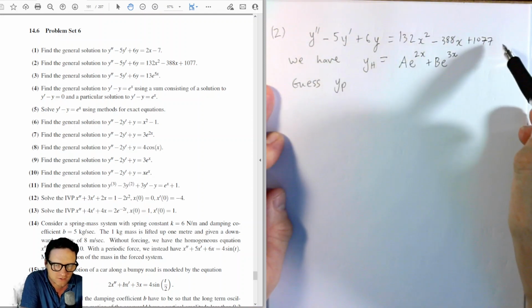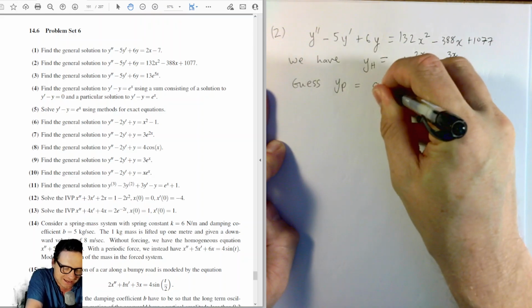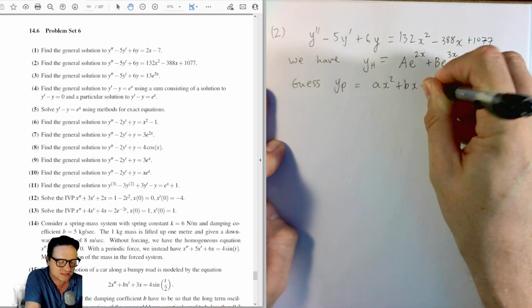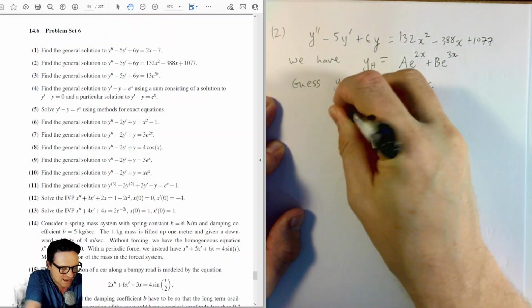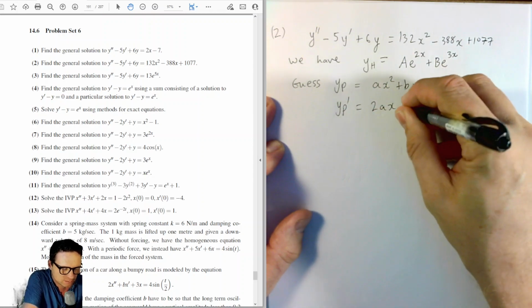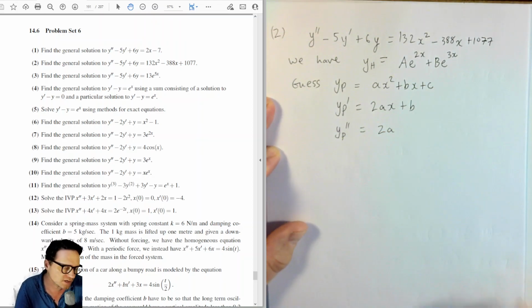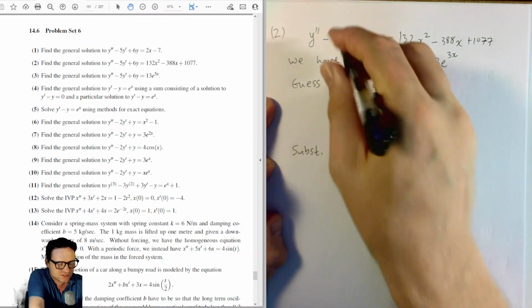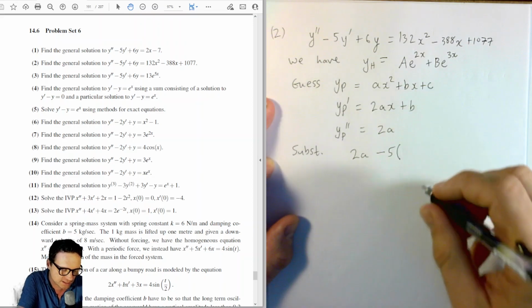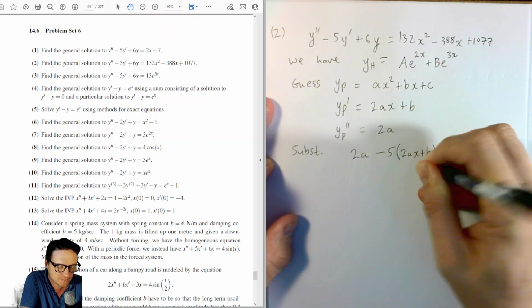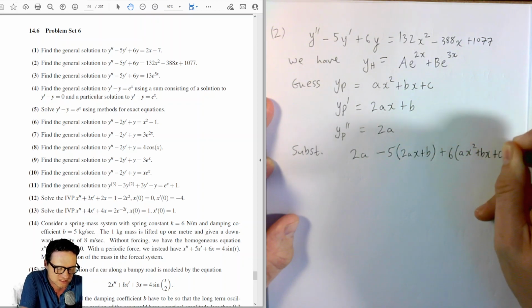So this is a polynomial on the right hand side, and now what we need to guess is a polynomial of the same degree. So yp equals ax squared plus bx plus c. And now we need to differentiate this so that we can sub this into the left hand side. So yp dash here is 2ax plus b, and yp double dash is just 2a. Okay, now substitute into the differential equation, and we have 2a minus 5 brackets times yp, which is 2ax plus b, plus 6 times yp, ax squared plus bx plus c.